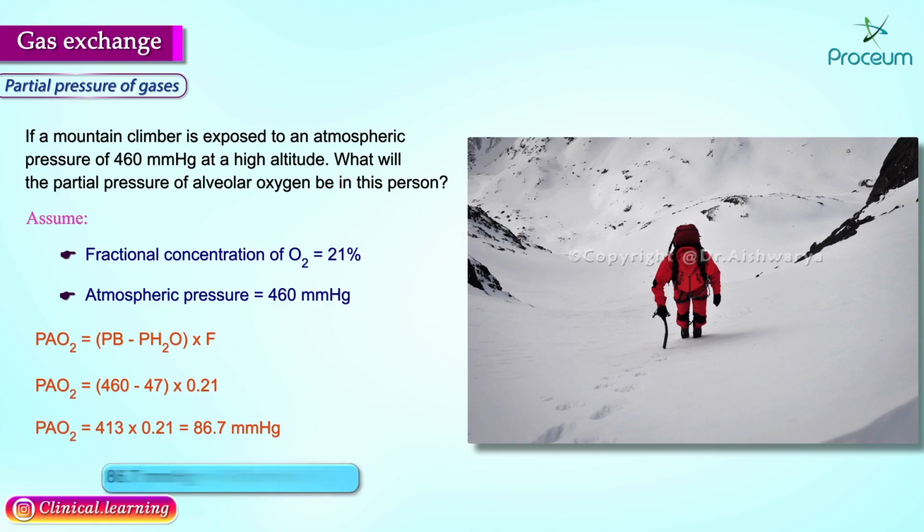So here the value we got, 86.7 millimeters of mercury, is less than the partial pressure of alveolar oxygen of 97 millimeters of mercury that would be expected in the absence of dilution of inspired air with water vapor, right? So this is what you need to know about this.